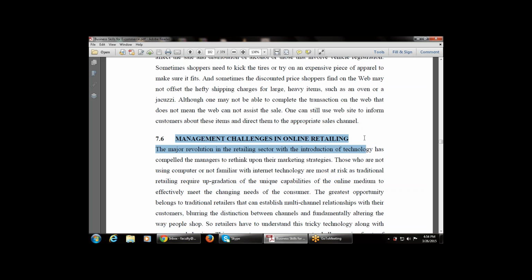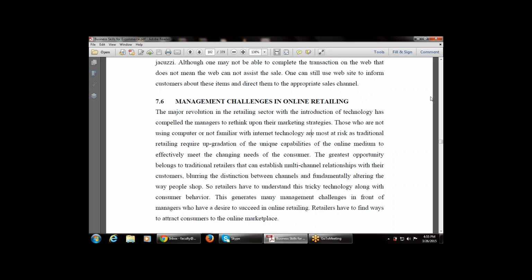Now, the next topic is what are the management challenges in online retailing. It is very similar to the banking industry. What are the management issues in banking we have studied? In the same way, what are the management issues in online retailing? So let's start this topic. The major revolution in the retailing sector with the introduction of technology has compelled managers to rethink their marketing strategies.